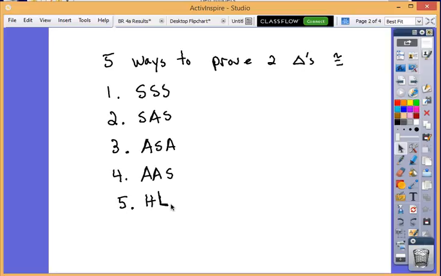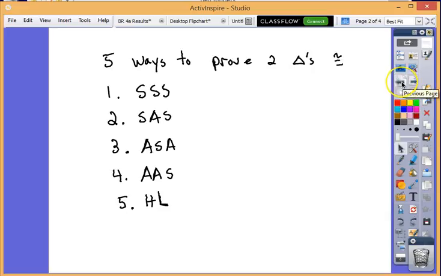All right, so notice that side, side, side has 3 pieces of information. Side, angle, side has 3 pieces of information. Angle, side, angle has 3 pieces of information. Angle, angle, side has 3 pieces of information. Hypotenuse leg actually has 3 pieces of information. And that's where people mess up on this one. That's what causes them problems, is they're not thinking about the total package of hypotenuse leg.